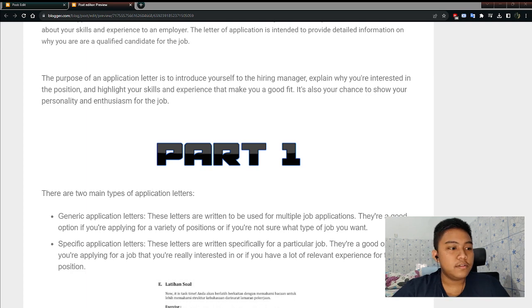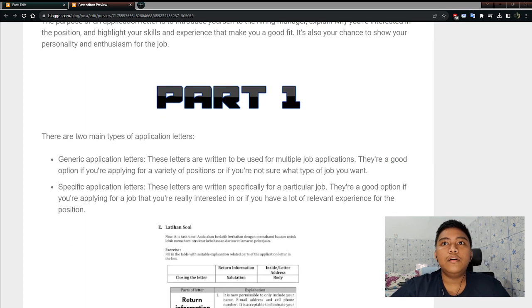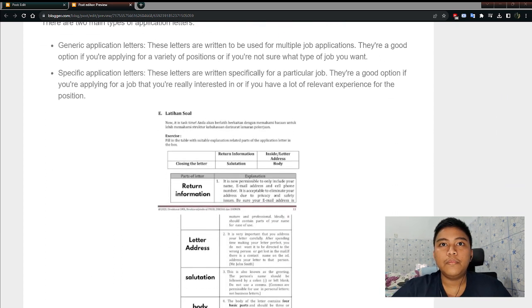Here's part one of chapter one. I will talk about two main types of application letters. The first one is generic application letters. It's written to be used for multiple job applications, so it can be used for almost everything. And the second one is specific application letters. It's written specifically for a particular job.